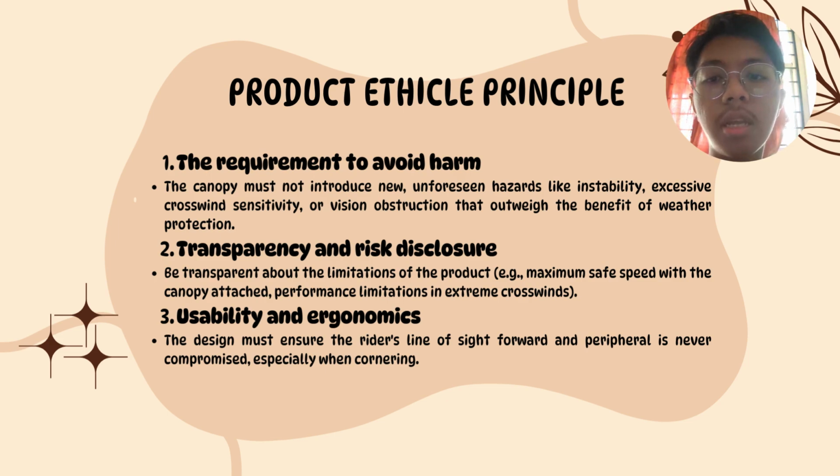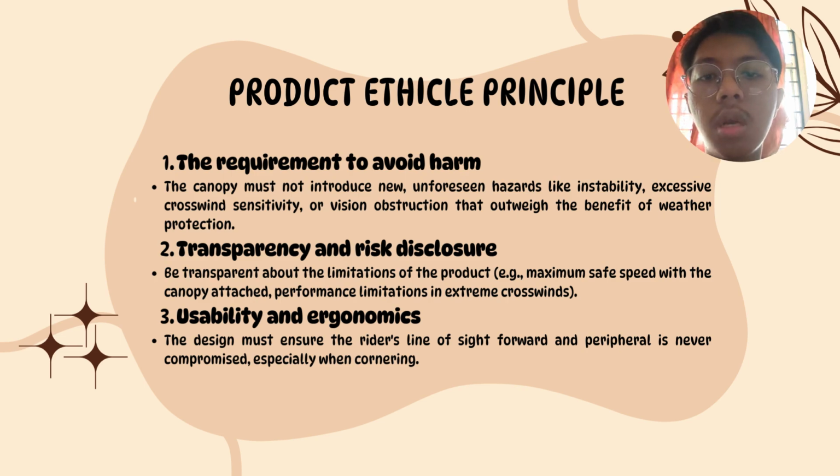So what does product ethical principle mean? It means that any modification to this motorcycle can carry an inherent risk of altering its fundamental dynamics. To be simple, if any modification has been made to the product, such as this motorcycle, it can have consequences, whether good or not.